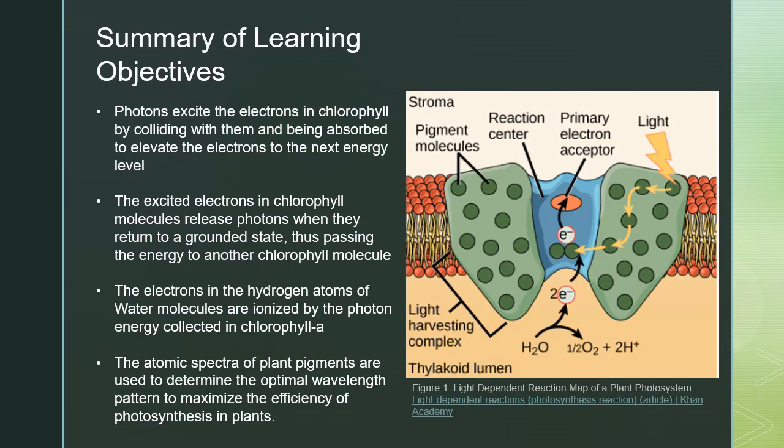In conclusion, to give a brief overview of all of the learning objectives posed in the beginning of this lecture, photons excite the electrons in chlorophyll by colliding with them and being absorbed to elevate the electrons to the next energy level. The excited electrons in chlorophyll molecules release photons when they return to a grounded state, thus passing the energy to another chlorophyll molecule. The electrons in the hydrogen atoms of water molecules are ionized by the photon energy collected in chlorophyll A. And finally, the atomic spectra of plant pigments are used to determine the optimal wavelength pattern to maximize the efficiency of photosynthesis in plants.